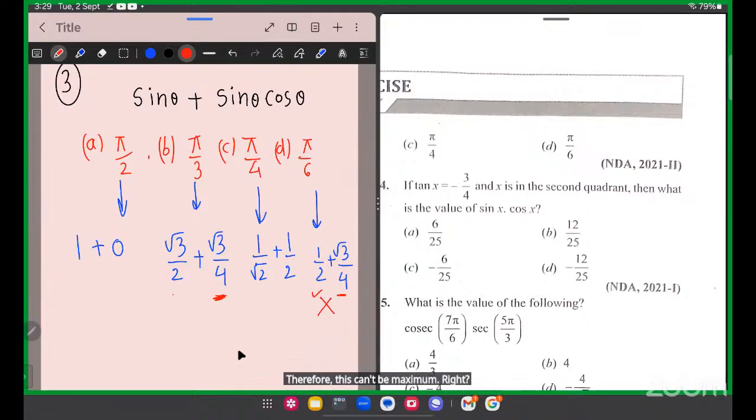Now, what is the approximate value of root 3? It is 1.7, right? So 1.7 divided by 2, it is 0.85. And half of this will be 0 point something, 0.425, right?